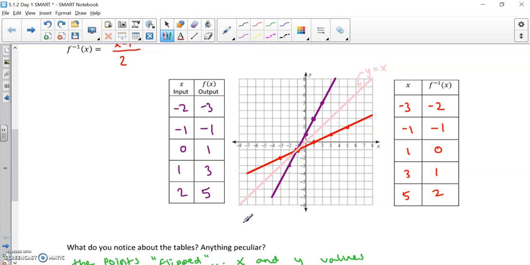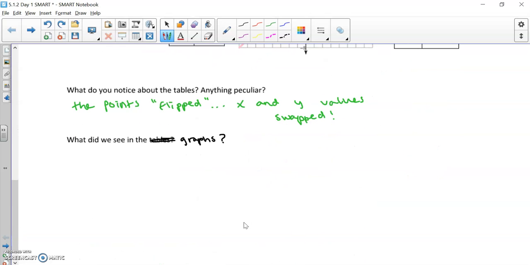And this is something that will always be true whenever we are talking about inverse graphs. So if I want you to tell me whether two graphs are inverses of each other, you have to look for the symmetry over that particular line. It's always the y equals x line. So what did we see in the graphs? Well, they're symmetrical across the line y equals x. It's always this line.